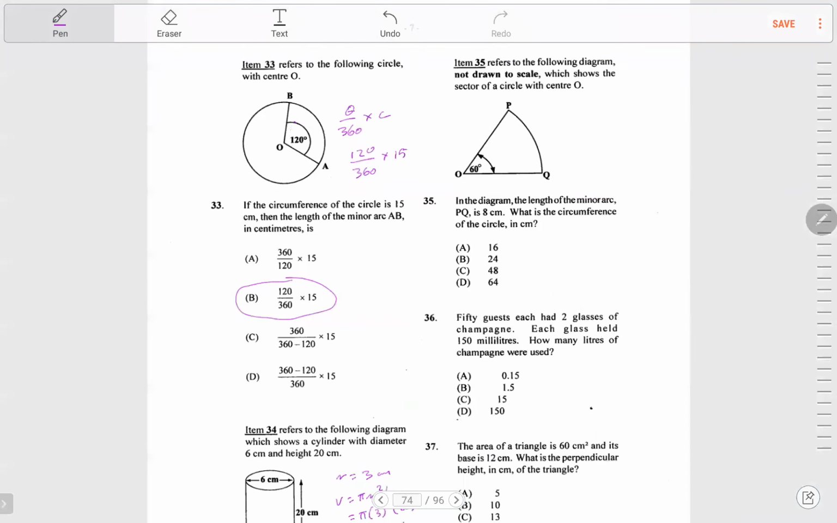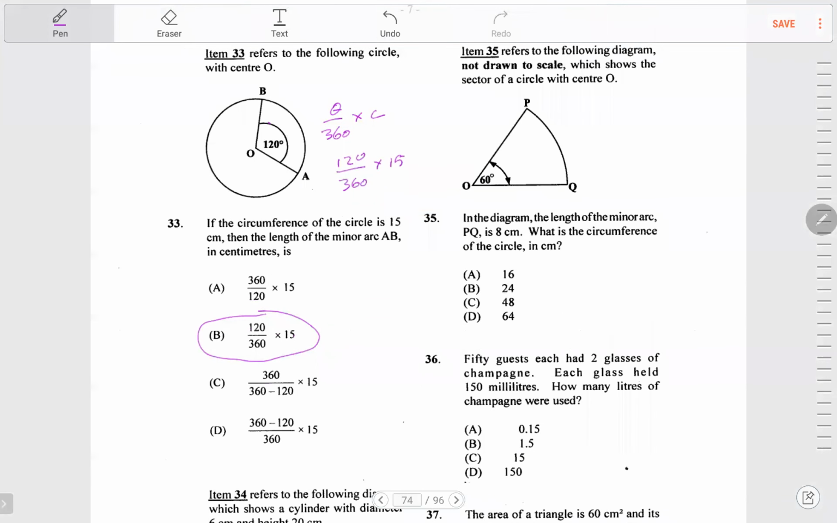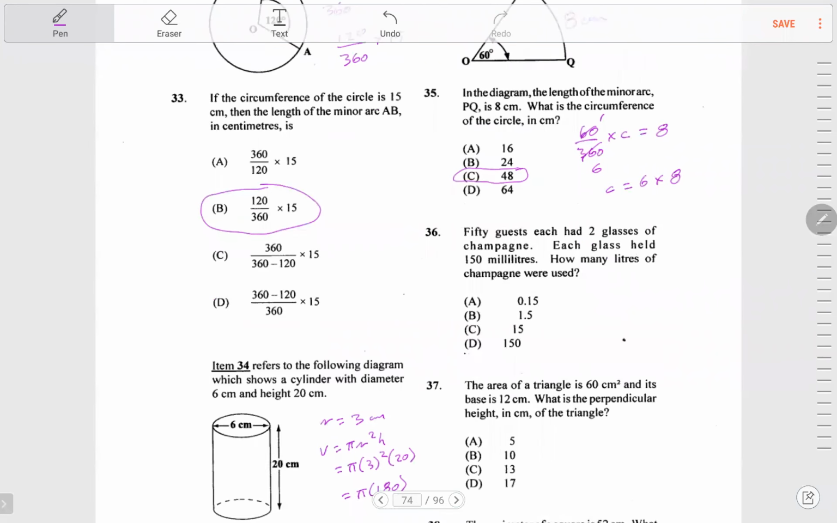This one now says in the diagram the length of the minor arc is 8. We did this one already. The arc is 8, and it's asking for the circumference. 60 over 360 times the circumference equals 8. This is 1 over 6, so I multiply the 6 across here. So the circumference C equals 6 times 8, which is 48. The second time we're doing that question also. Next time we're just going to skip. All right, next one.